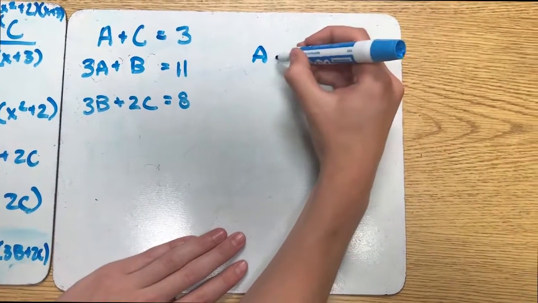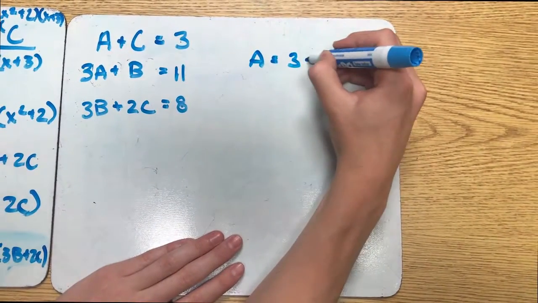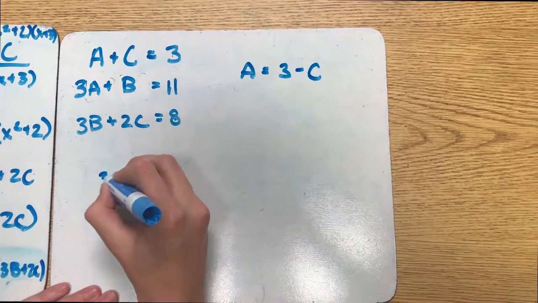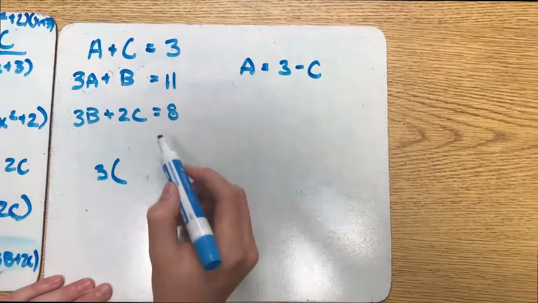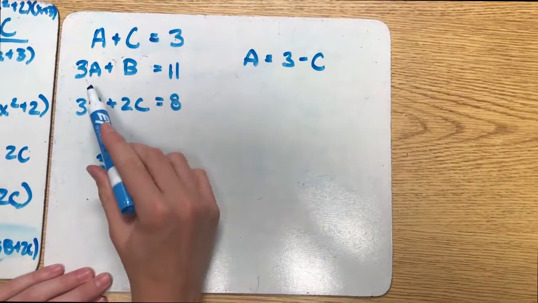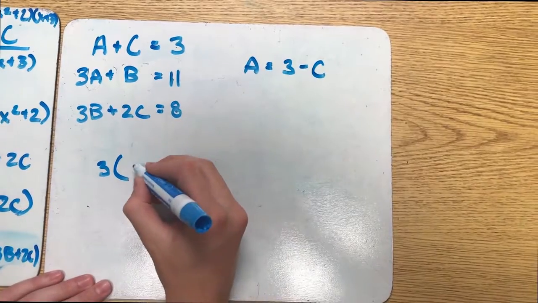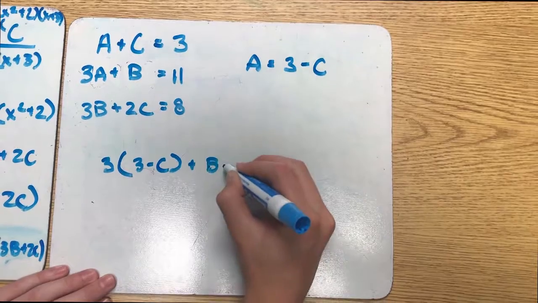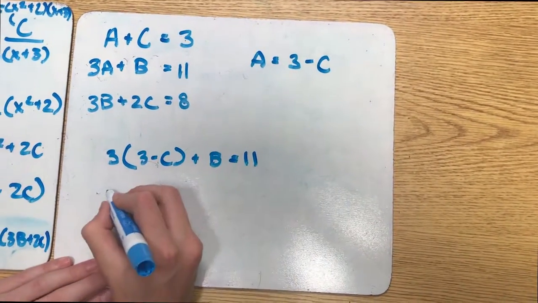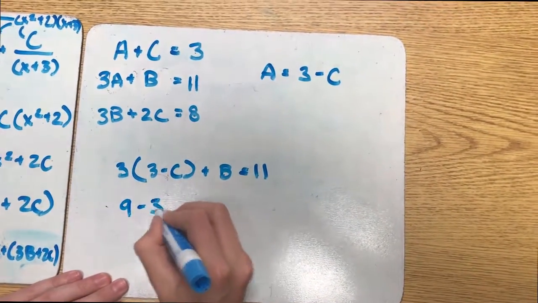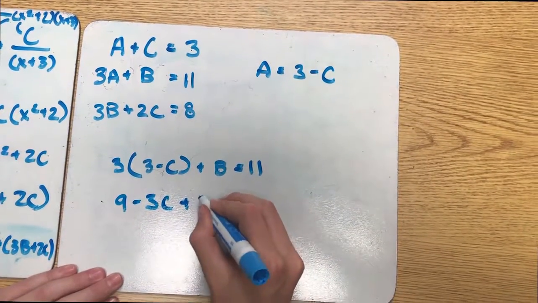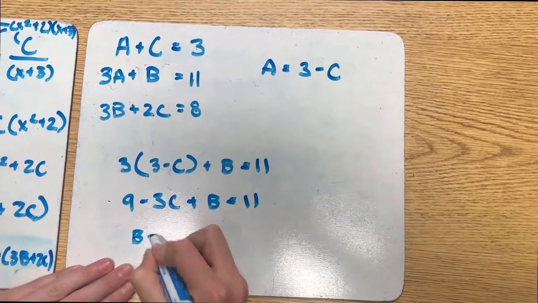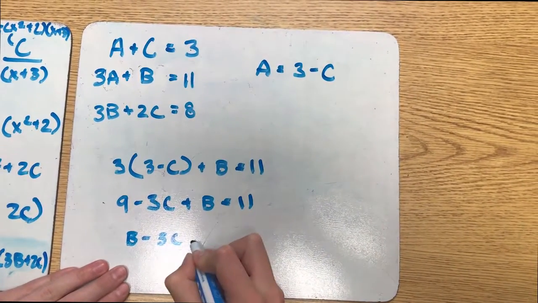For this example, we are going to be doing substitution. First, we have to set a plus c equal to 3, and then put a by itself, making a equal 3 minus c. After that, we're going to plug in 3 minus c for a, leaving 3 times 3 minus 3c plus b equal to 11. After that, we are going to distribute the 3 in for 3 minus c, leaving 9 minus 3c plus b equal to 11.